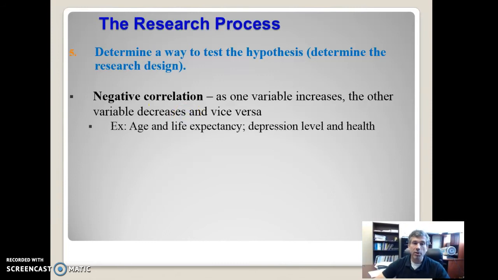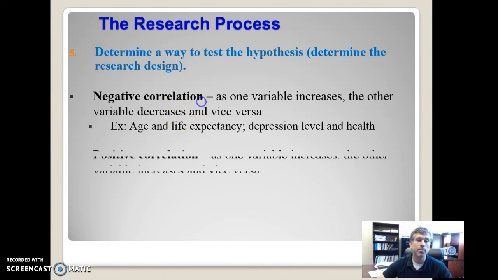Some common examples of negative correlations: your age and your life expectancy. Unfortunately, the higher your age is, the fewer years you tend to have left, so your remaining life expectancy tends to be lower. The younger you are, the higher your life expectancy tends to be. Depression level and health, again, people who are more depressed tend to be in poorer health. People in better health tend to be less depressed. It doesn't mean one of them causes the other, but it does mean that they are linked.